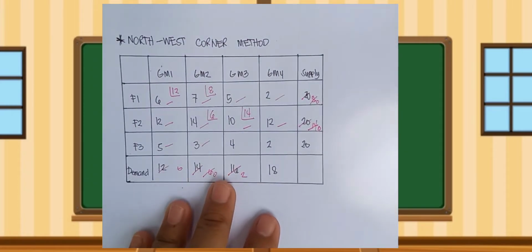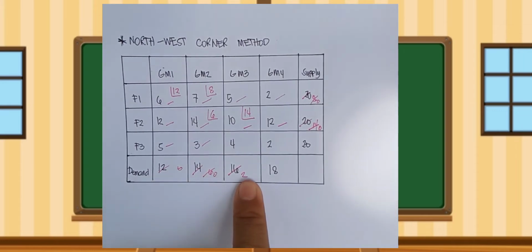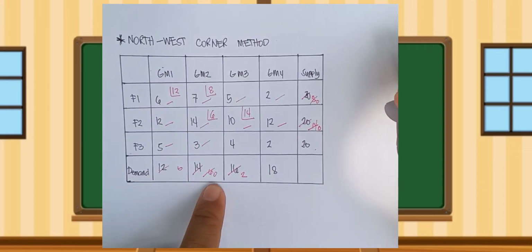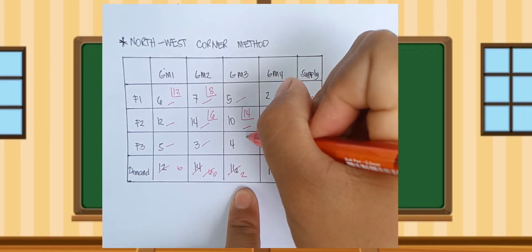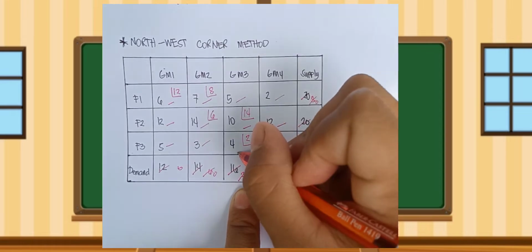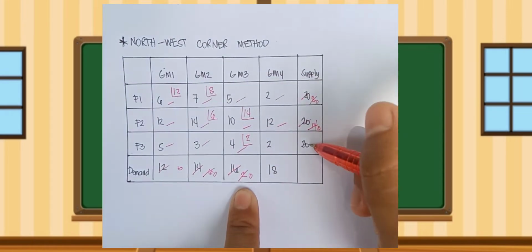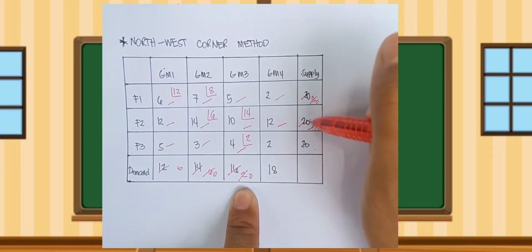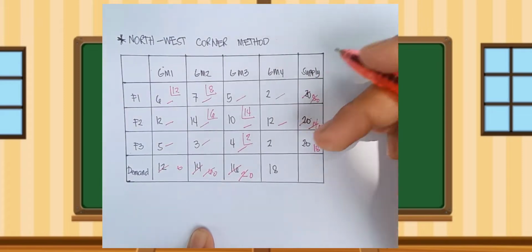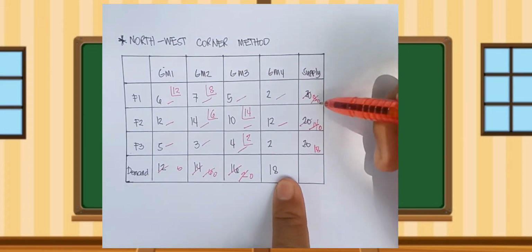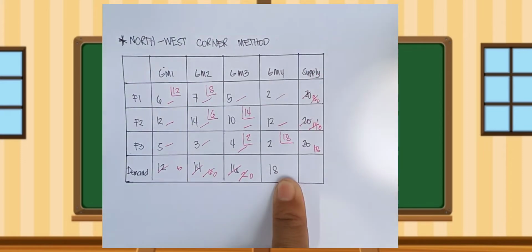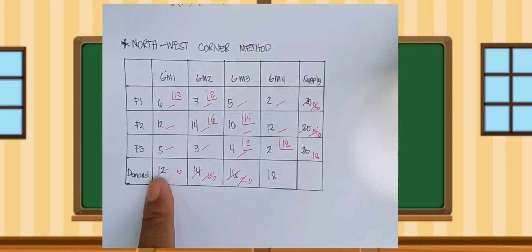Then after that, we have a demand of 2 and a supply of 20. So the minimum is 2, so we will put 2. Then 2 minus 2 is 0, so we are satisfied in this column. Then 20 minus 2 is equal to 18. Then the last column, we have a demand of 18 and a supply of 18. Therefore, we will put 18 and both demand and supply are satisfied.